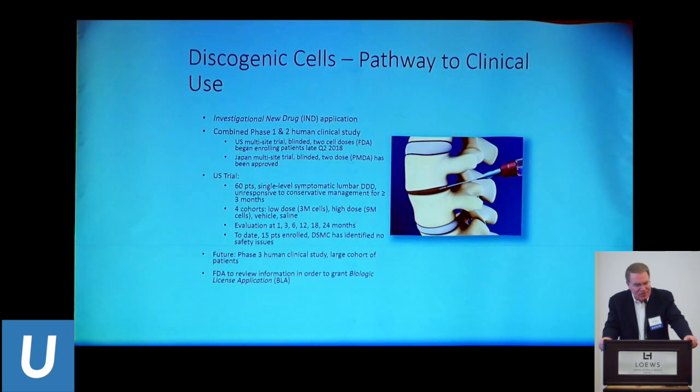It's a 60-patient trial. Patients have to have single-level degenerative disease. And there are 4 cohorts. We're testing 2 cell doses, and the cell doses are derived from our animal studies. We simply looked at the volume differences between the animal model and the human disc. You have to do some guesswork here to derive what the human cell doses ought to be. So we've got a low dose of 3 million cells and a high dose of 9 million cells in the study, and then the vehicle control. And then the patients are being followed out to 24 months.